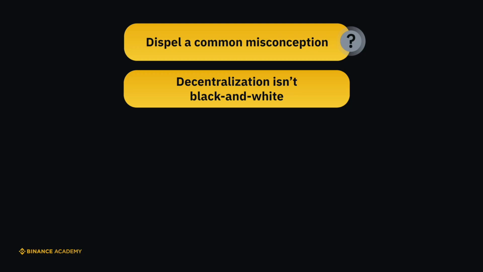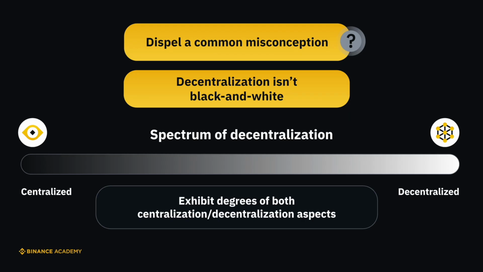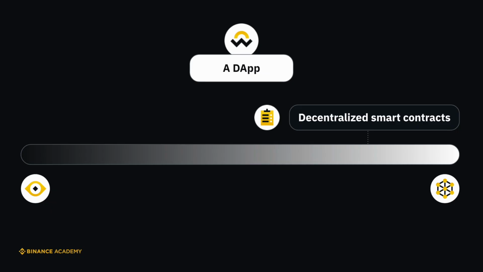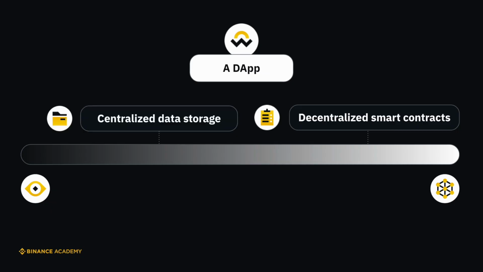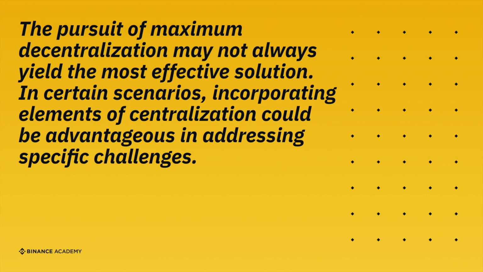Now that we've covered the history of decentralization, it's crucial to dispel a commonly held misconception. Decentralization isn't a black and white concept, but rather exists on a broad spectrum, ranging from highly centralized to highly decentralized. As such, a blockchain network may have both centralization and decentralization across its various aspects. Take, for instance, a dApp. While its back-end operations rely on decentralized smart contracts, it might employ centralized data storage for information that doesn't require on-chain preservation. Therefore, decentralization should always be considered on a gradient scale. The pursuit of maximum decentralization may not always yield the most effective solution. In certain scenarios, incorporating elements of centralization could be advantageous in addressing specific challenges.